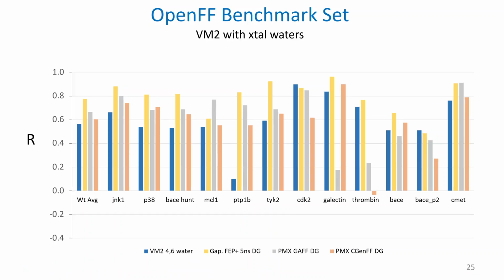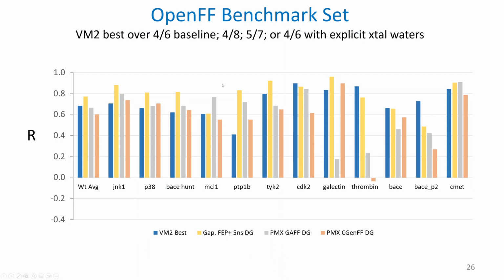Again, we can look at what happens if we include crystallographic waters explicitly. And for this set of proteins, the R value actually does go up somewhat for VM2, which is nice and seems intuitively reasonable. And again, we can look at what happens if we try a few different variations with different ligand residue sets or adding the explicit waters to give the best VM2 results, which again points to the possibility of some minor tuning of the VM2 calculations with an initial set of ligands of known affinity that would improve the accuracy of the calculations going forward.